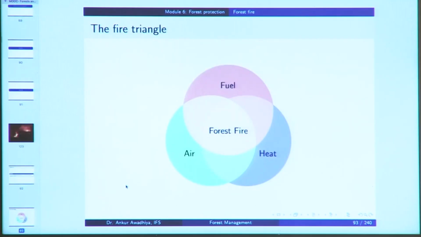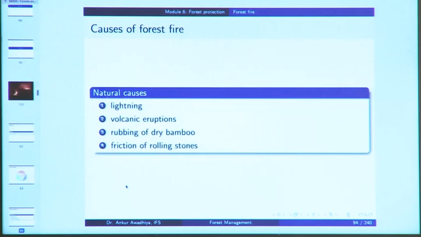And we saw that a forest fire occurs when you have all the three vertices of the fire triangle. So, you need to have fuel, you need to have air, and you need to have heat. When all three of these are there together, then you have the forest fire.